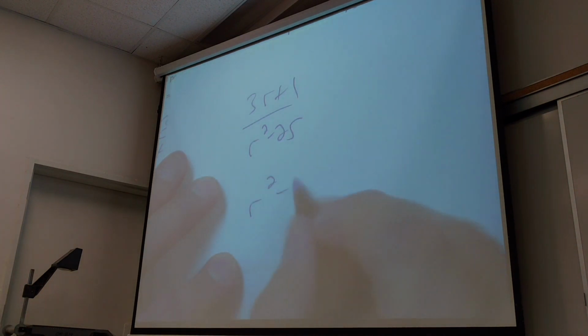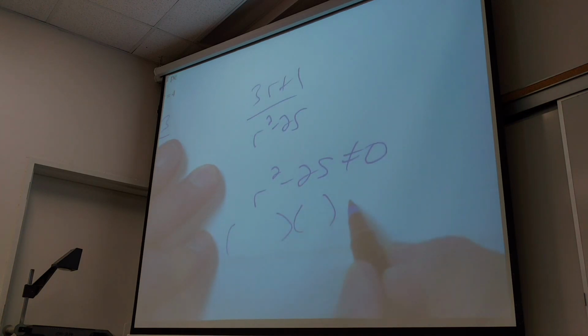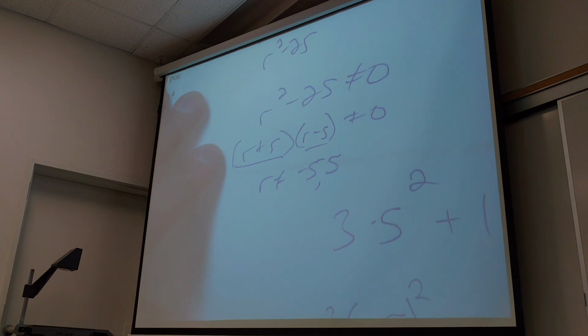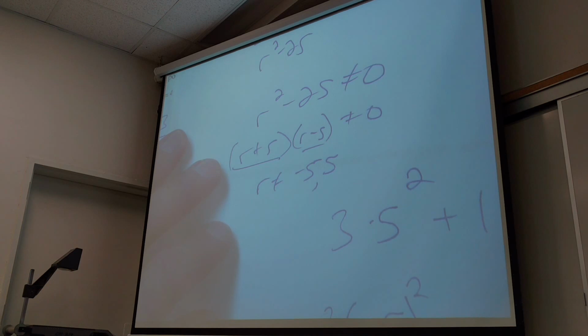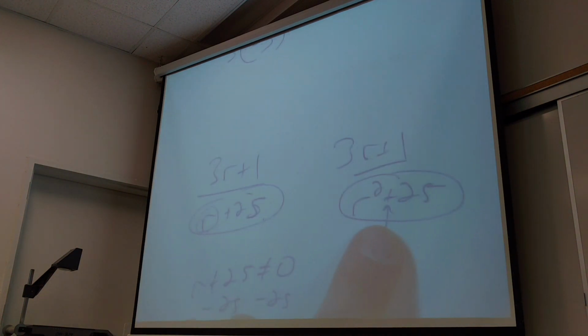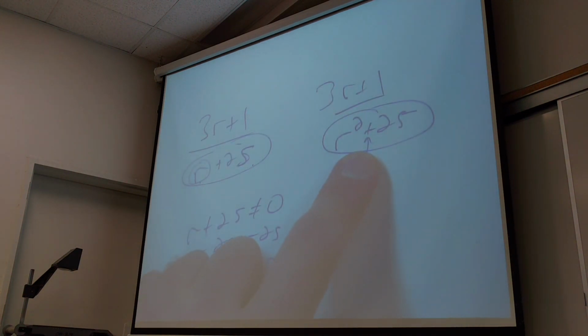Now you say R squared minus 25 can't be 0, right? How do you factor this? R plus 5, R minus 5. So R could be negative 5 or 5. Because you're allowed to factor that. Being able to factor something means that I can make it 0 at those places. Some things that I can't factor, especially sums of squares, I cannot make them 0. That's one reason why I can't factor them.